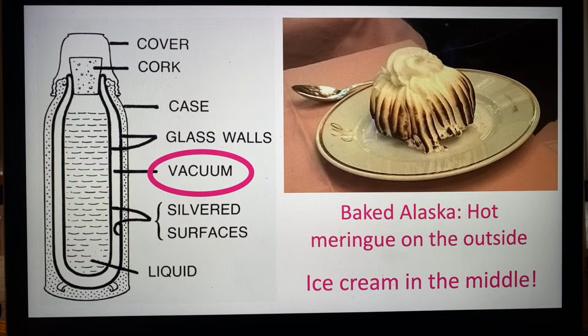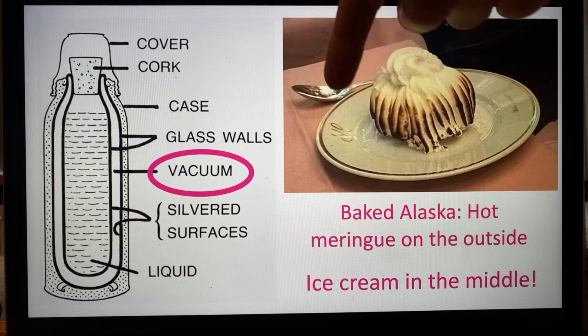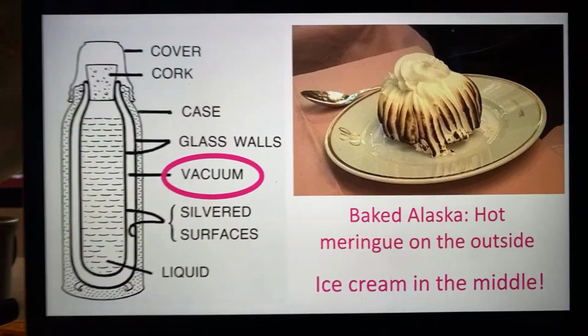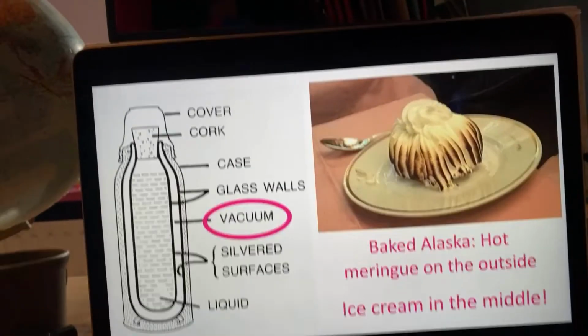Are you telling me that meringue has a lot of air trapped in it? Yeah, you beat egg whites to make meringue, so there's loads and loads of air trapped in this meringue. So the heat from the oven cannot conduct through the meringue to get to the ice cream. Insulator, brilliant, well done. Yeah, insulator, fabulous.